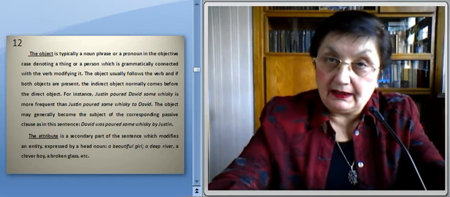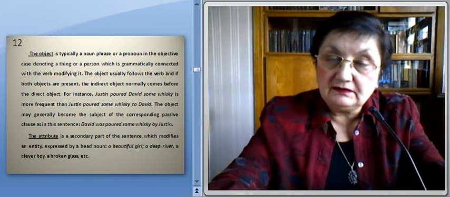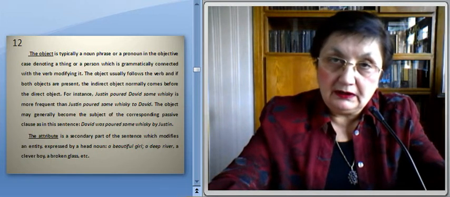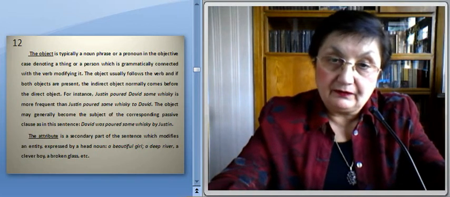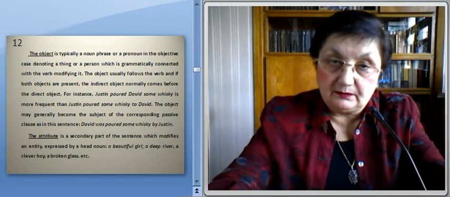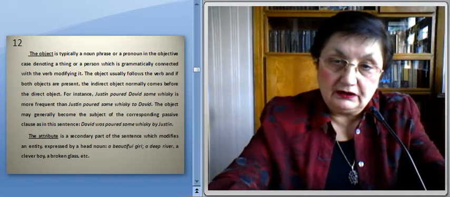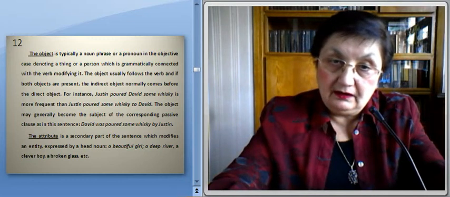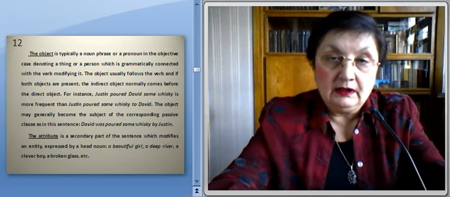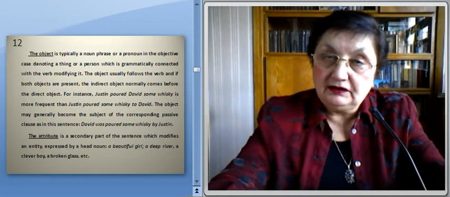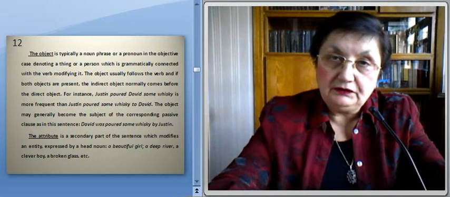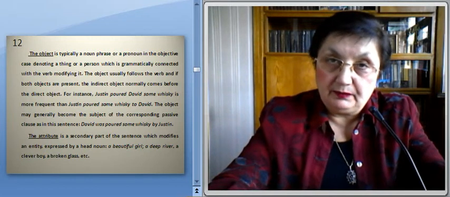the direct one. For instance, "Justin poured David some whiskey" is more frequent in English than "Justin poured some whiskey to David." The object may generally become the subject of the corresponding passive sentence, as in this case, "David was poured some whiskey by Justin." The attribute is a secondary part of the sentence, which modifies an entity expressed by a head noun. For instance, a beautiful girl, a deep river, a clever boy, a broken glass, etc.